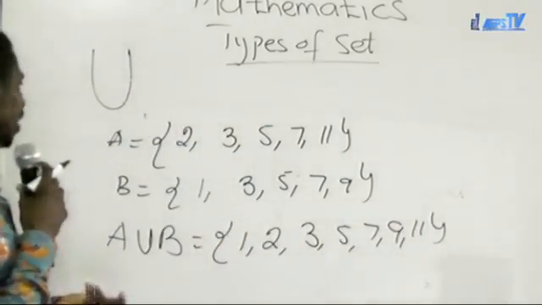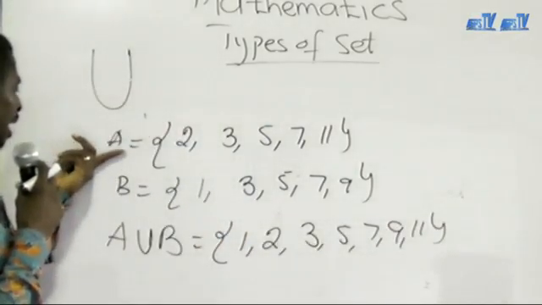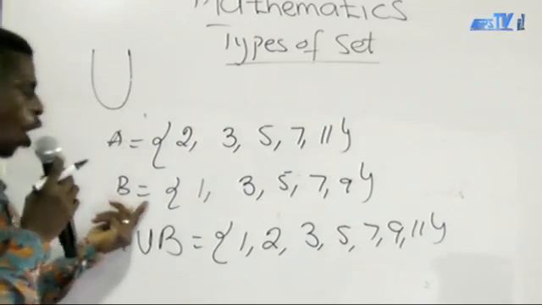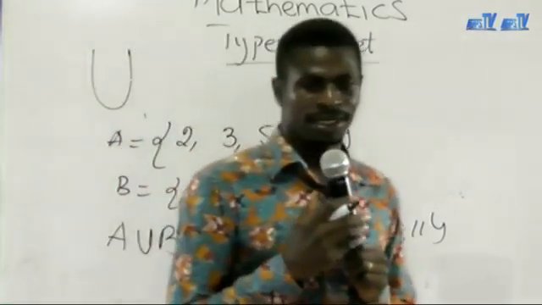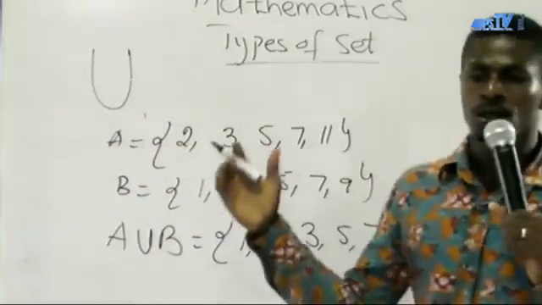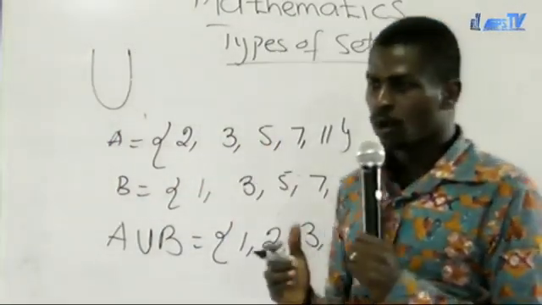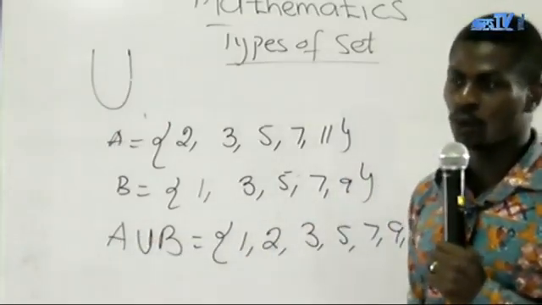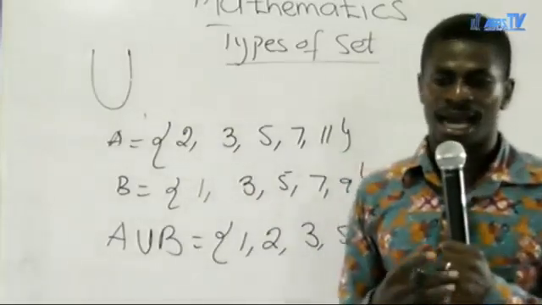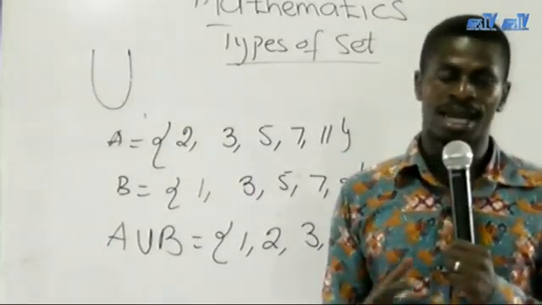So you see that if you come to set A and set B, all the members can be found in A union B. In other words, when you put the two sets together, all the members must be seen in the union set, because all the students are expected to be at the assembly ground.